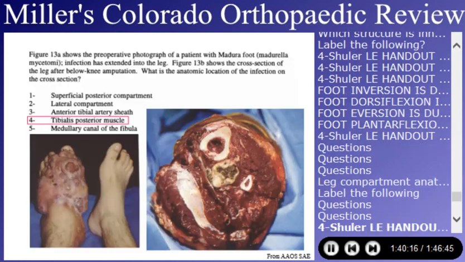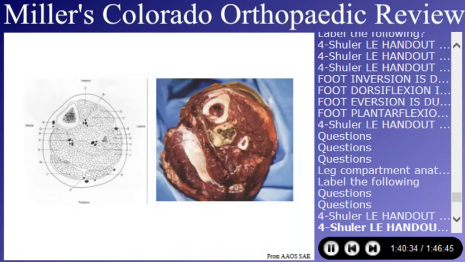It shows a preoperative patient with something with Madura foot, which I didn't know, extended into the leg. All they want you to know is the cross-sectional anatomy. What is the anatomic location of this infection? Well, this is in the deep posterior compartment. We already said the most lateral structure is FHL, so you already know that this is posterior tibialis. Okay? Knowing one thing helps you out so much.